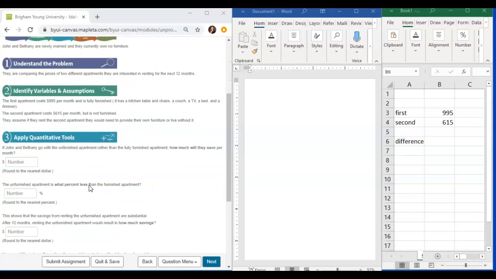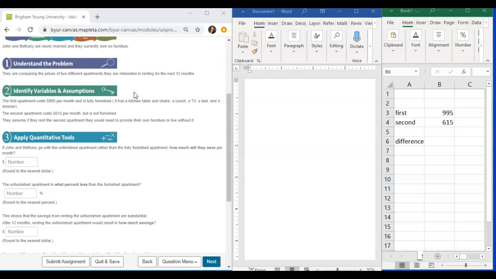They are comparing the prices of two different apartments they are interested in renting for the next 12 months. Step 2, identify variables and assumptions. The first apartment costs $995 per month and is fully furnished. It has a kitchen table and chairs, a couch, a TV, a bed, and a dresser.